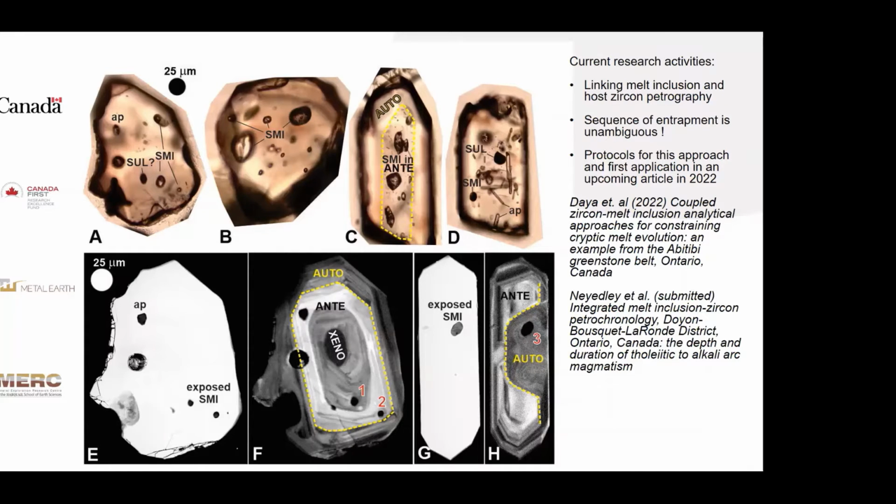So there are some images there just in transmitted light, but on the bottom you can see some backscattered electron images as well as cathodoluminescence images showing you the complexity of growth zoning in typical zircon, and importantly in this case also melt inclusions numbered here from 1 to 3, representing different stages of melt entrapment from very early and intermediate anticrystic stages in the zircon right out to these very late overgrowths, these autocrystic stages. And so if we combine these things together, we have a really powerful tool.